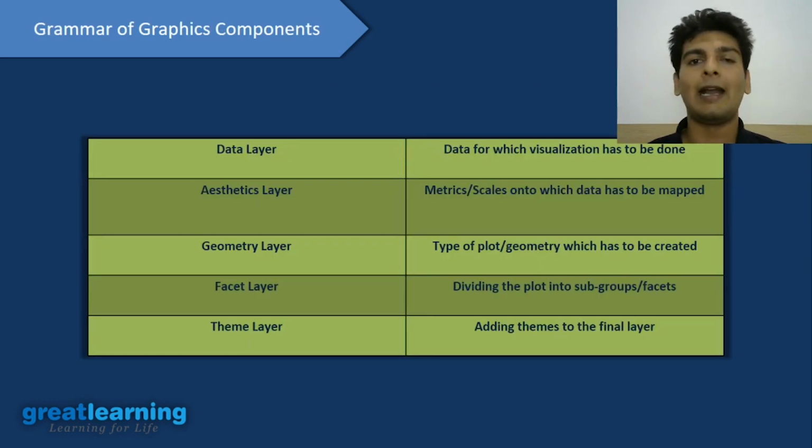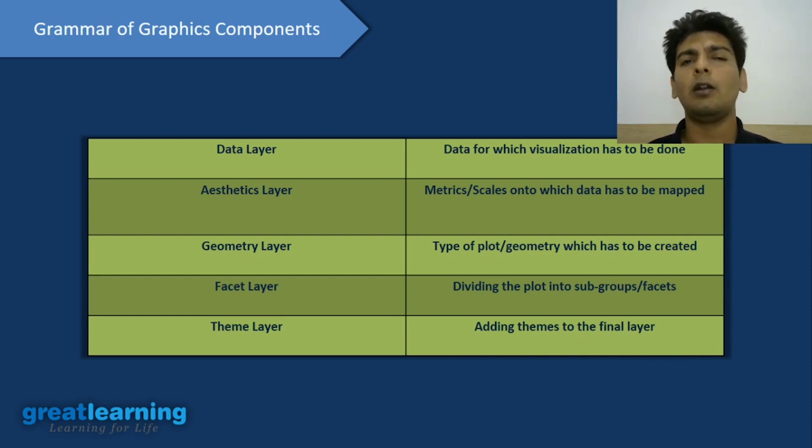Now, when we talk about grammar, let's take the English language. Every word in the English language is associated with something known as parts of speech. You have different parts of speech such as nouns, pronouns, adjectives, verbs, and adverbs, and all of these play different roles in making up a complete sentence. When it comes to grammar of graphics, it helps us divide our plot into different components. You've got components such as data layer, aesthetic layer, geometry layer, and so on. And when you stack all of these layers together, you get your final perfect plot.